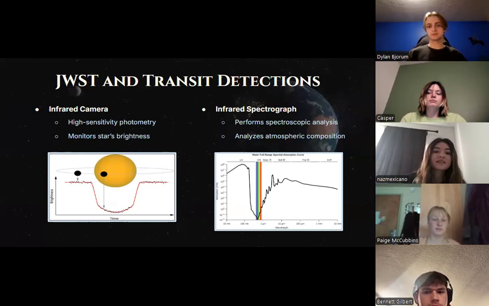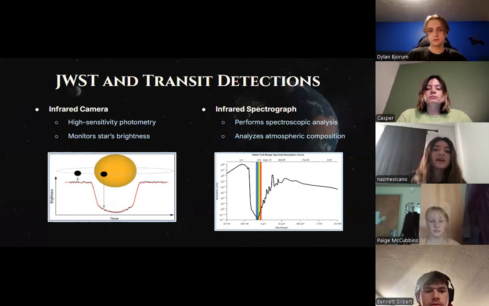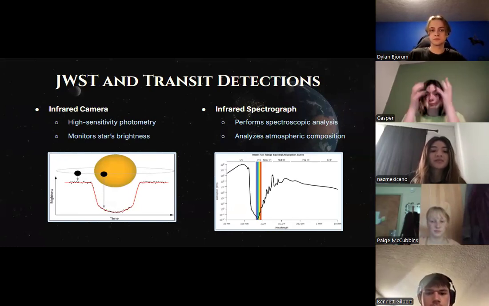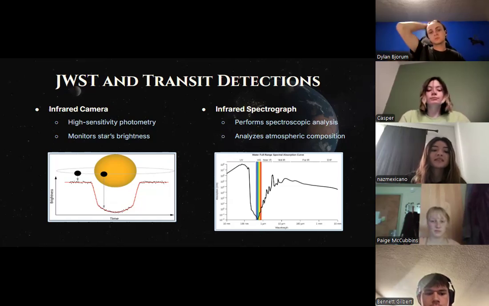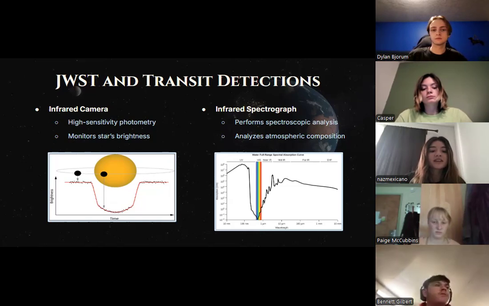So one way that space telescopes can detect exoplanets is via transit detections. When an exoplanet moves through its orbit, it will block a portion of its star's light. By measuring the amount of light that a planet blocks as it moves across its star, the JWST can determine the size of a planet. Additionally, the infrared spectrograph analyzes the composition of an exoplanet atmosphere by analyzing the infrared light that passes through the planet's atmosphere during the planet's transit. Specific wavelengths of light will be absorbed, and this can tell scientists if the atmosphere of said planet contains compounds like water, carbon dioxide, or methane, all of which are important elements of a habitable planet.